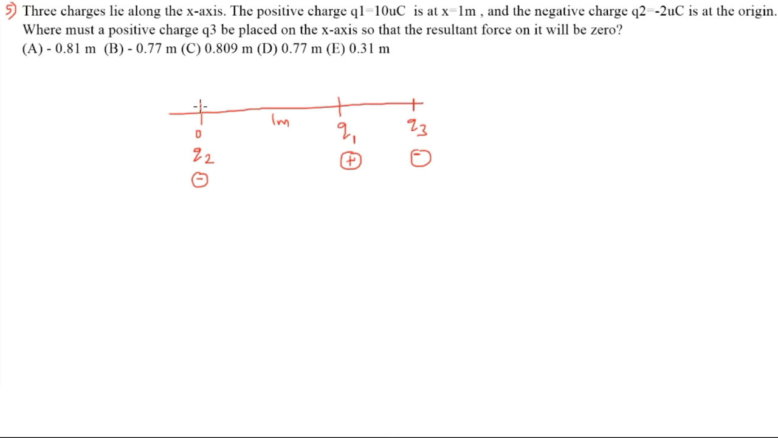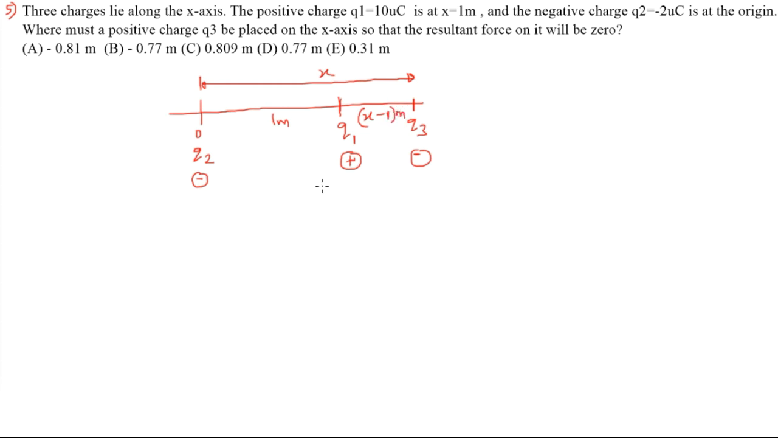So let's say from the 0 position to this position, it is x. Now it will mean that the distance between Q1 and Q3 is supposed to be x minus 1, isn't it? If from this place to this place is x and from this place is 1, then the remaining should be x minus 1, which means that if you add x minus 1 to 1, it must be equal to x. So the distance between them is x minus 1 in meters.